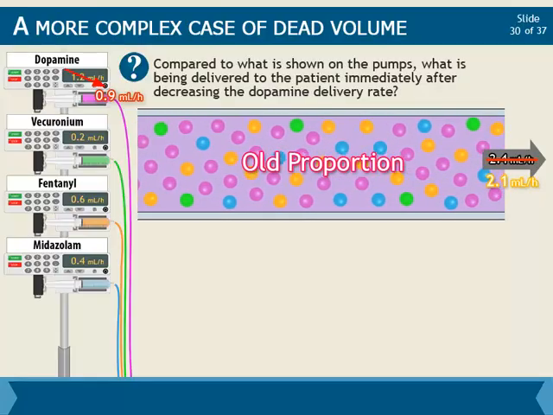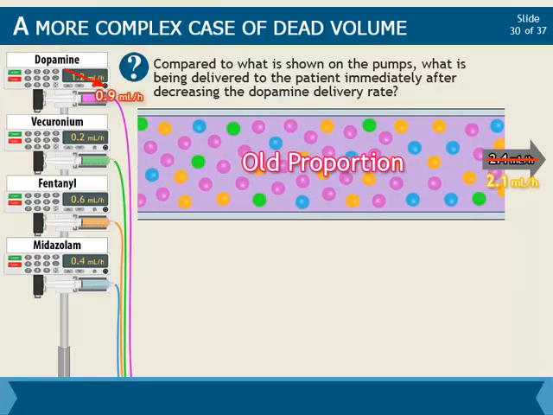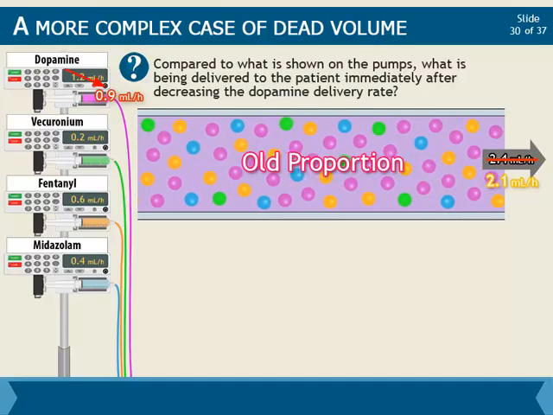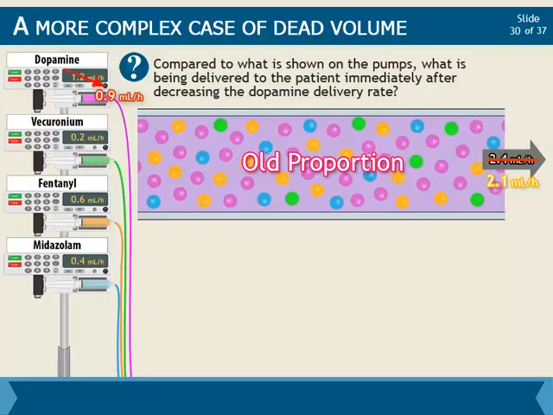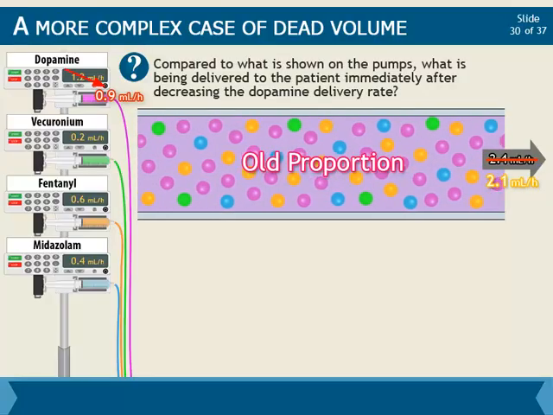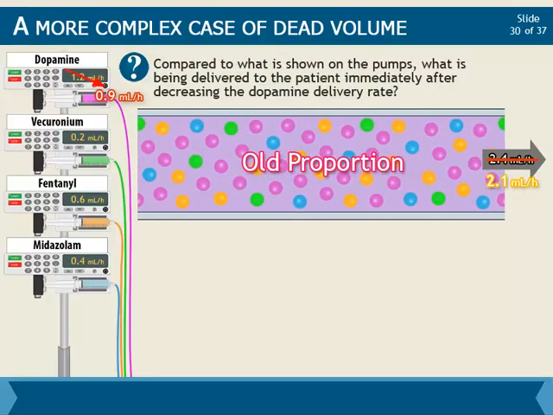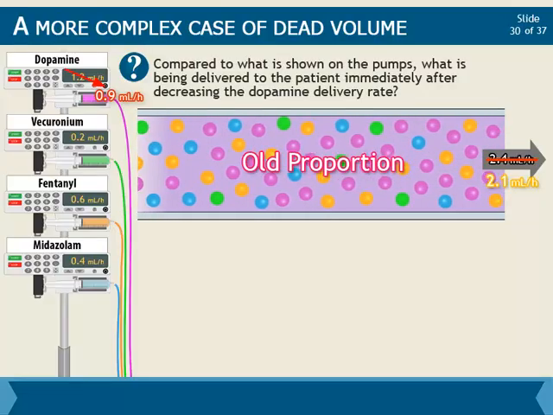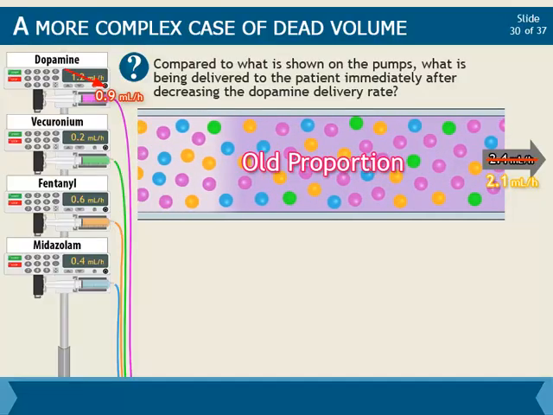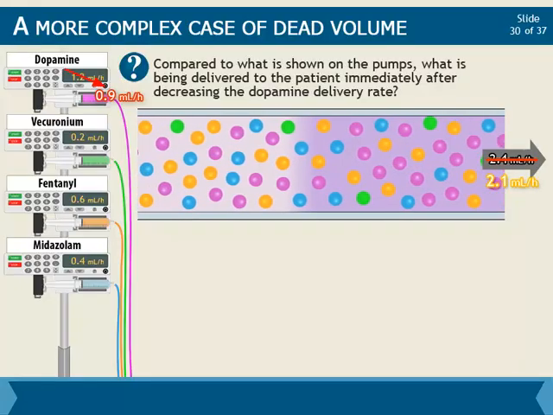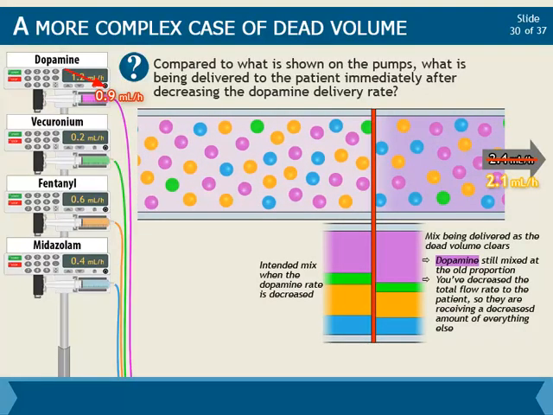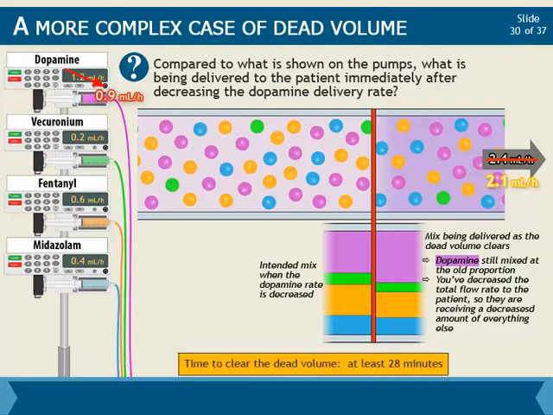The result is a delay before the patient receives the dopamine, mixed in the proper proportions to correspond to the new 0.9 milliliter per hour rate. In addition, decreasing the delivery rate of one infusion decreases the total flow rate through the dead volume. So the delivery rate of all the other infusions will temporarily decrease from what is shown on their respective pumps. This will last for at least 28 minutes as the dead volume clears.